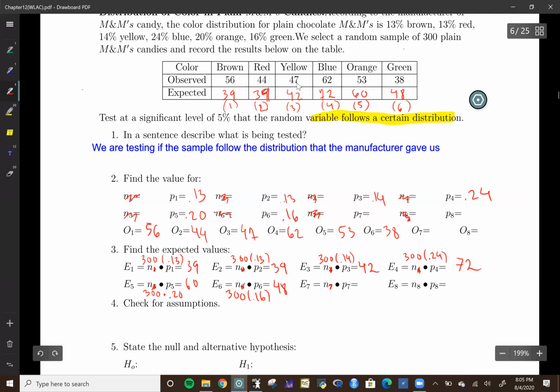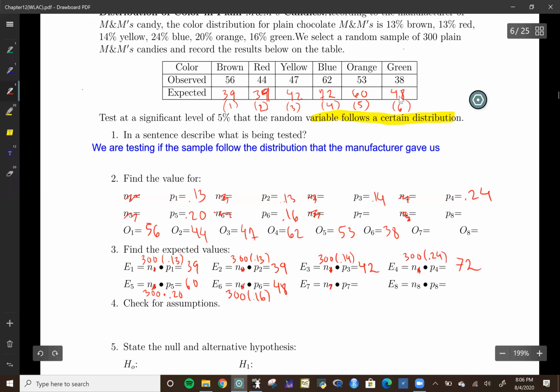For yellow, we got 47 and it was supposed to be 42. If you look at it, that's pretty close. For blue, we got 62 blue, but my expected value is telling me we should have gotten 72 blue. So that's telling us we're a little bit more off. For orange, we got 53, but the expected value was 60. So once again, it's roughly close. And lastly, for green we observed 38, expected value is 48.